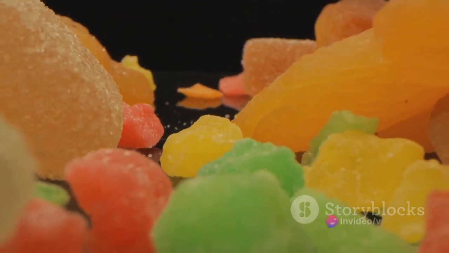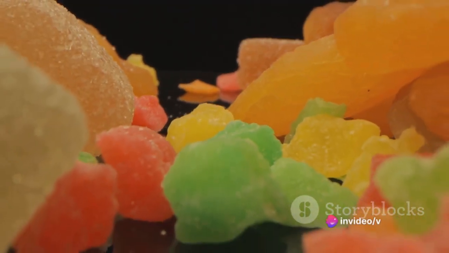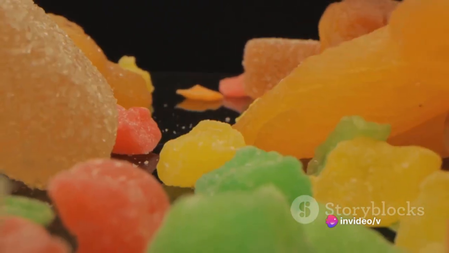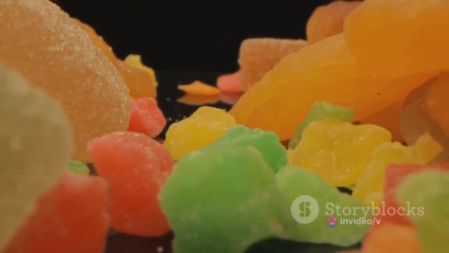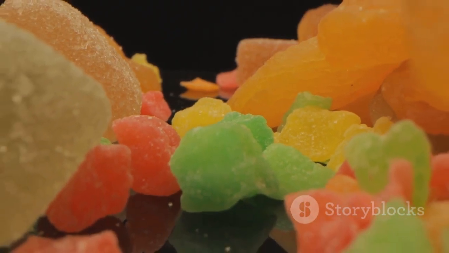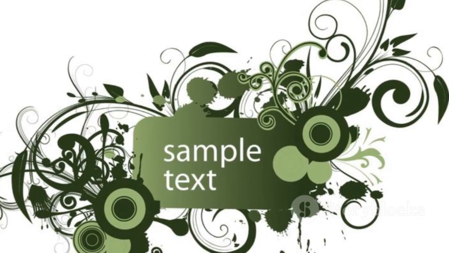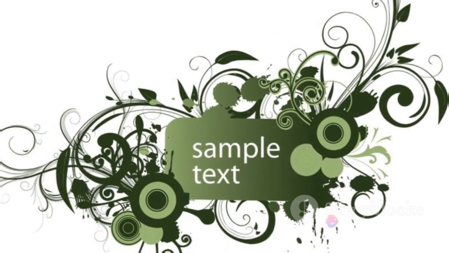But what if the bowl is divided into sections, each representing a different flavor? By picking a few candies from each section, a more accurate representation of the whole bowl is achieved. This is the underlying concept of stratified random sampling.